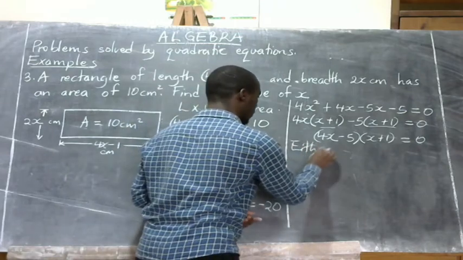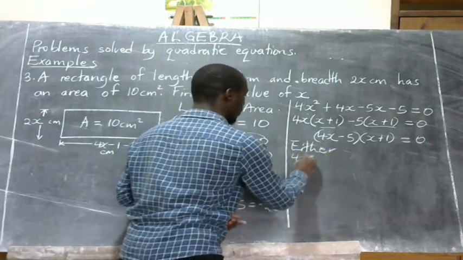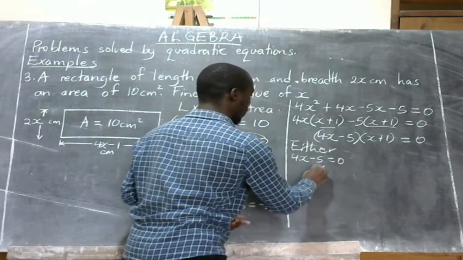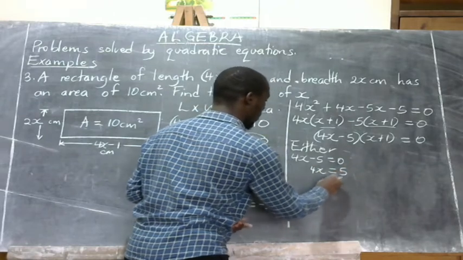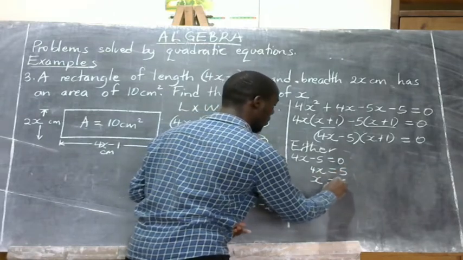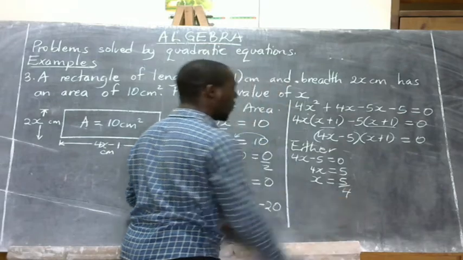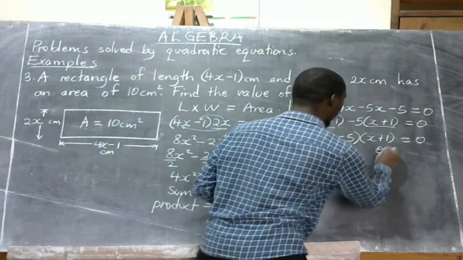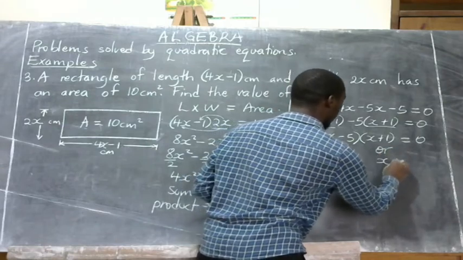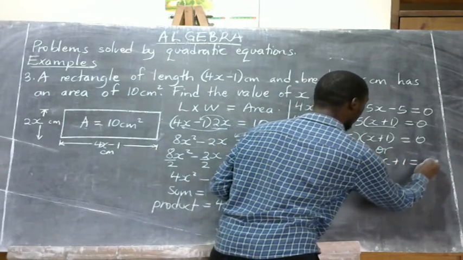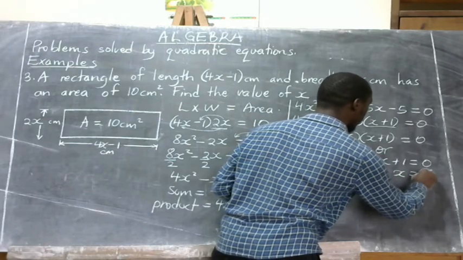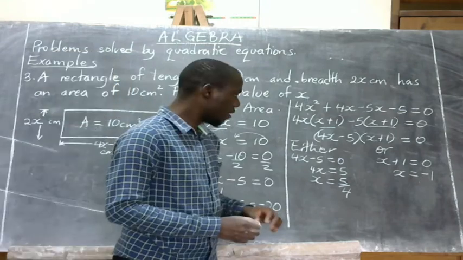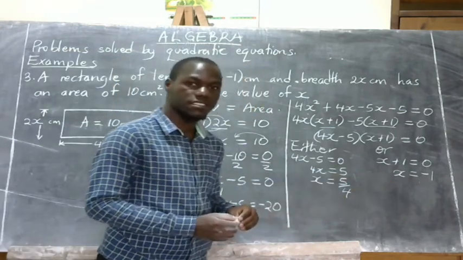Either 4x minus 5 is equal to 0, to have 4x equal to positive 5, then finally x to be equal to 5 all over 4 when you divide both sides by 4, or x plus 1 is equal to 0 to have the value of x there as negative 1. Then one of these answers is correct.